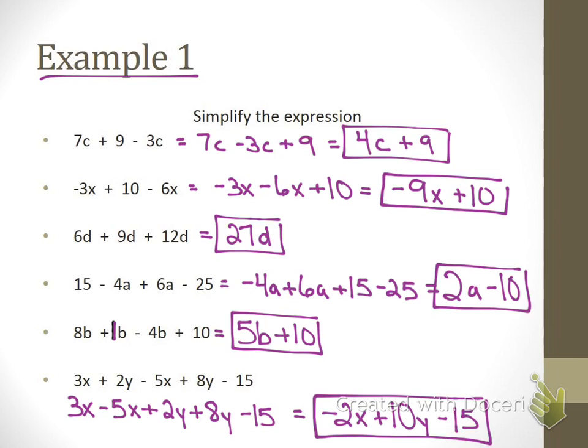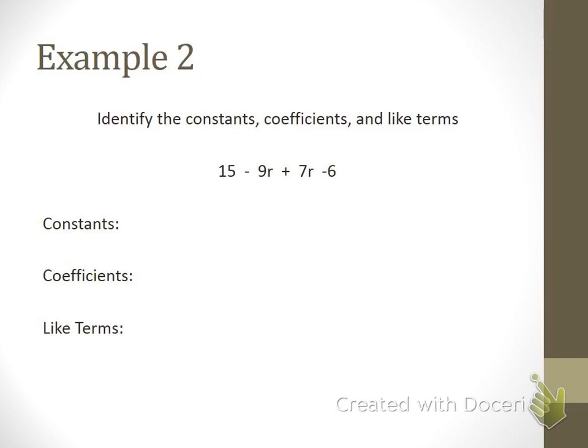Questions, guys? Okay, now we're going to go back to the first thing that we talked about, which is identifying: what are my constants? What are my coefficients and my like terms? Like I said, you have three problems like this on your homework tonight. So I want you to look at this expression, and I want you to tell me which numbers in here are constants, which ones are coefficients, and then group your like terms. Notice we're not necessarily solving. We're just identifying the different parts.